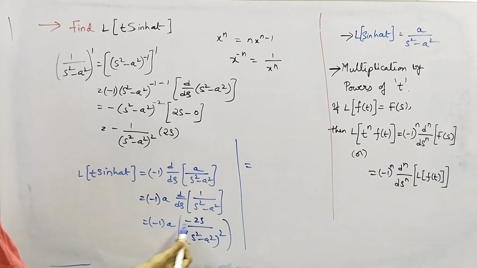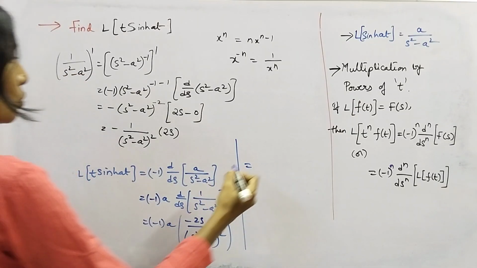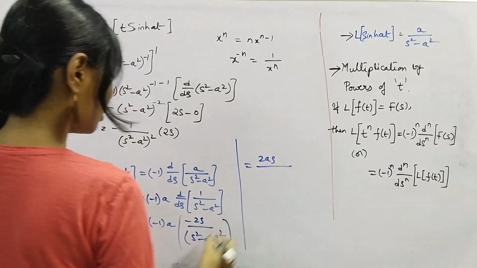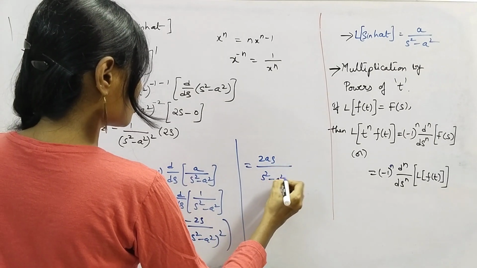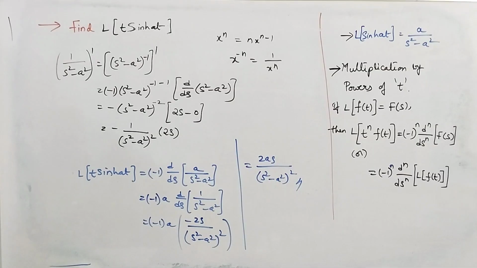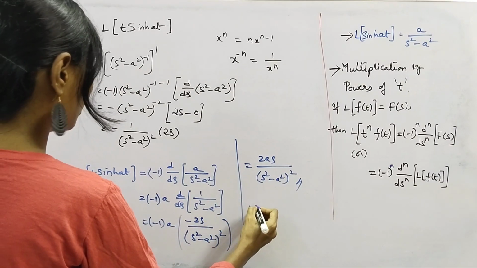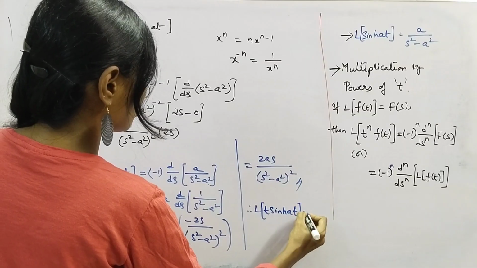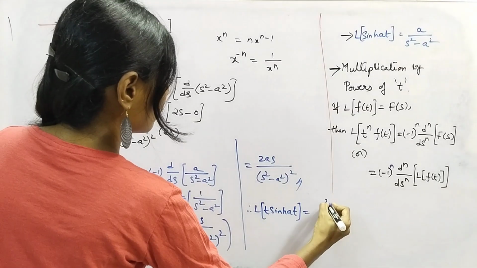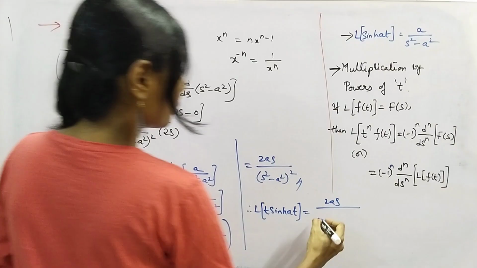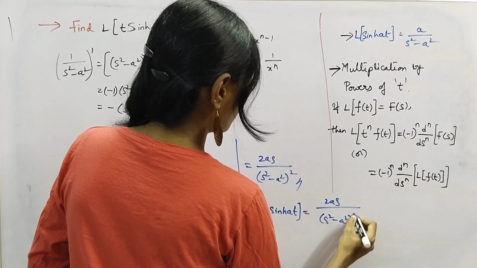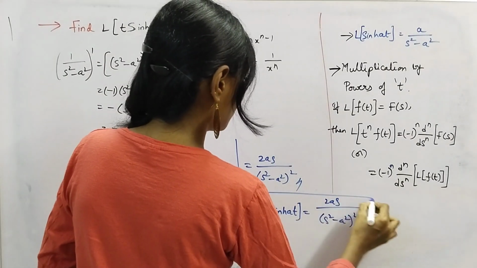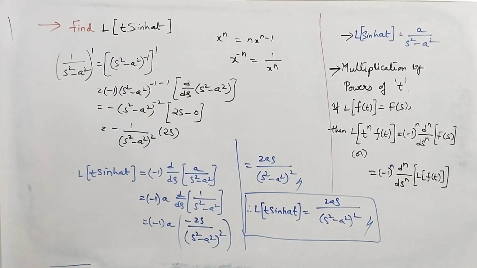This is equal to minus into minus, plus 2as by s square minus a square whole square, which is the required solution. Therefore, L of t sinh at equal to 2as by s square minus a square whole square.